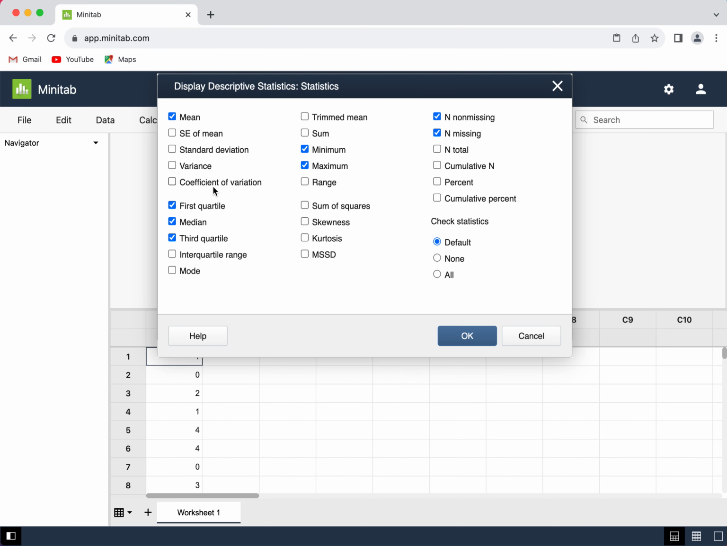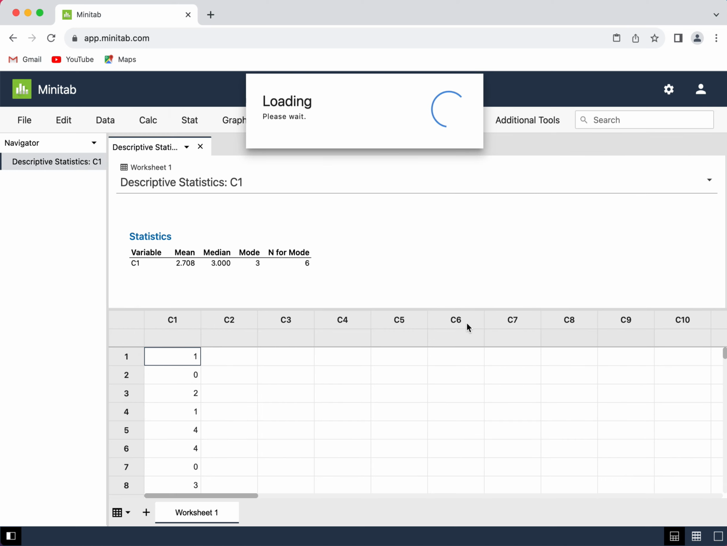I'm going to uncheck all of the boxes other than mean, median, and mode because I don't want to see these extra things. I'm going to make sure that I check the mode box so that I see the mode. We're going to talk about some of these things throughout the next couple of sections. So then I click OK and click OK again.